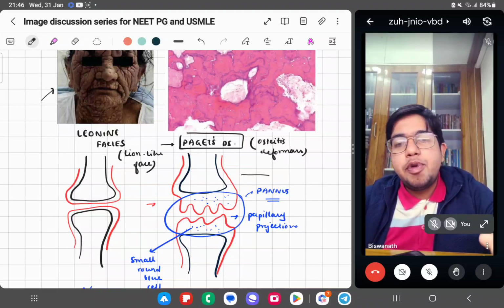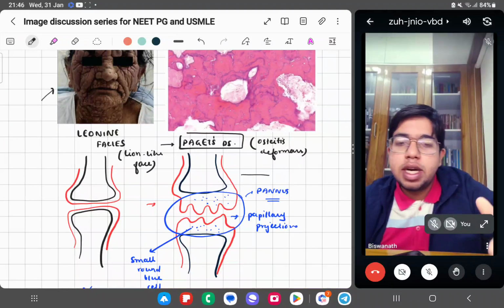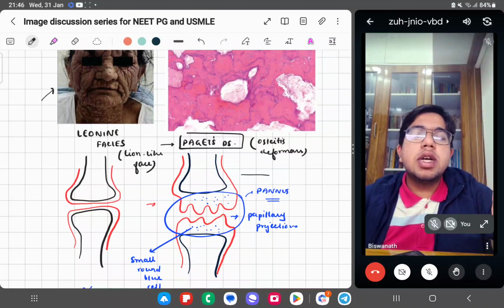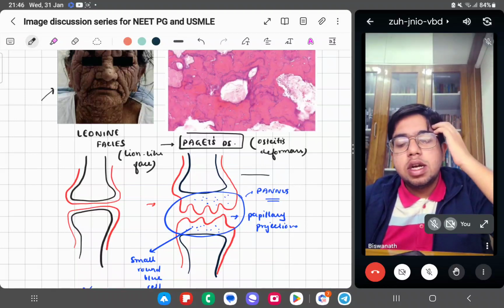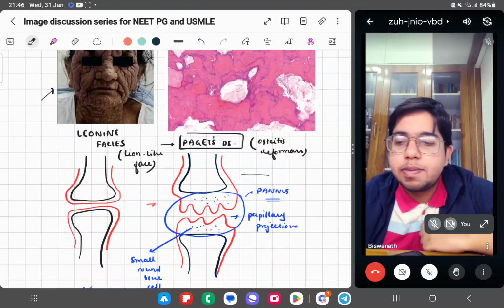If there is abnormal coordination between these two, there is abnormal bone resorption and deposition. Somewhere this balance is altered, and if the balance is altered, there will be abnormal calcification of the bone. This disorder is called Paget's disease.